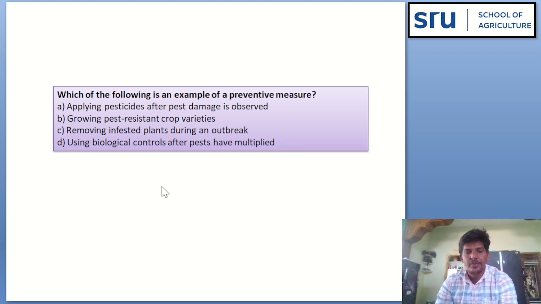Which of the following is an example of a preventive measure? Applying pesticide after pest damage is observed, growing pest-resistant crop varieties, removing infested plant during an outbreak, using biological control after pests have multiplied. Here the correct answer is growing pest-resistant crop varieties is an example of a preventive measure.